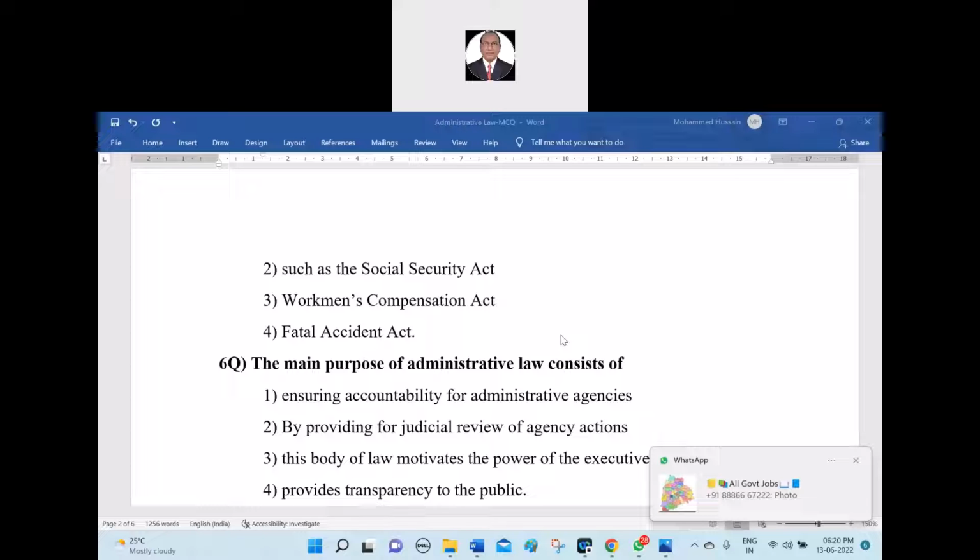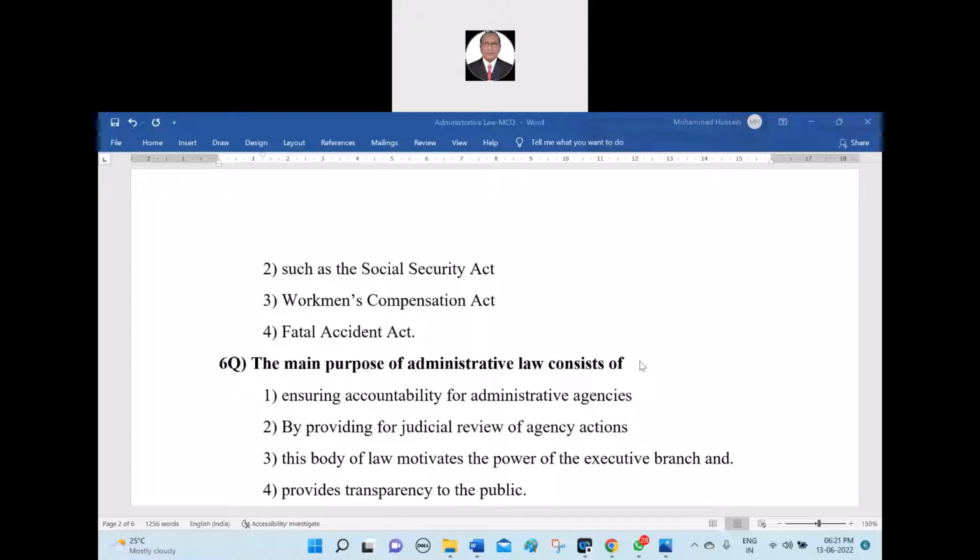The main purpose of administrative law consists of, number one, ensuring the accountability of the administrative agency. Number two, by providing for the judicial review of agency actions. Number three, this body of law motivates the power of the executive branch. And the fourth one is to provide transparency to the public. I think one is not connected to it. One is false. Among the four, judicial review is not connected, sir.